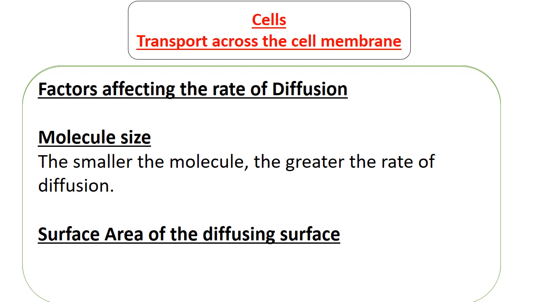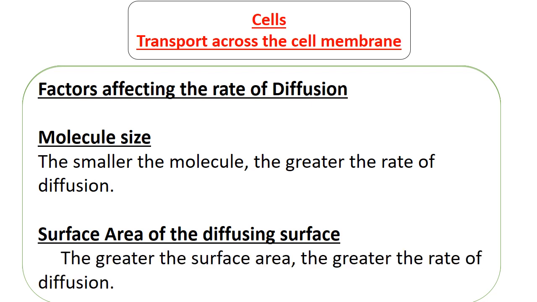Another factor is surface area of the diffusing surface. So if the surface area of the surface on which diffusion is happening is big, then more molecules are going to diffuse. And we can say the greater the surface area, the greater the rate of diffusion.